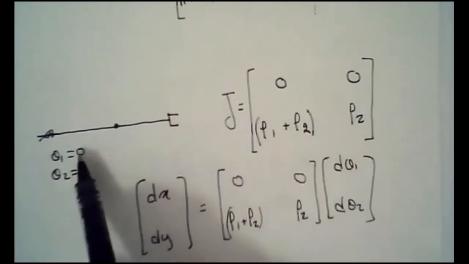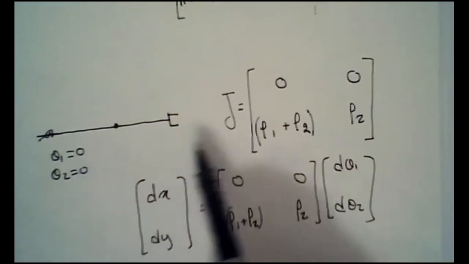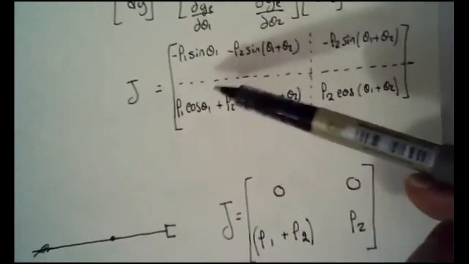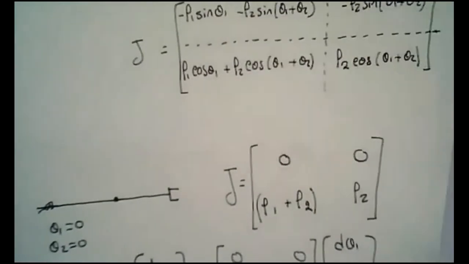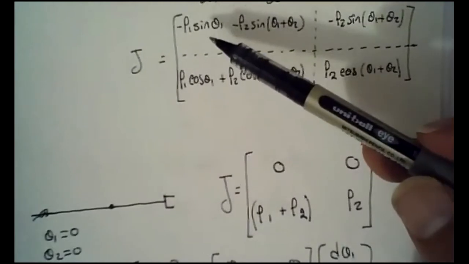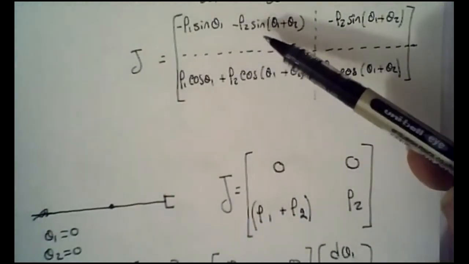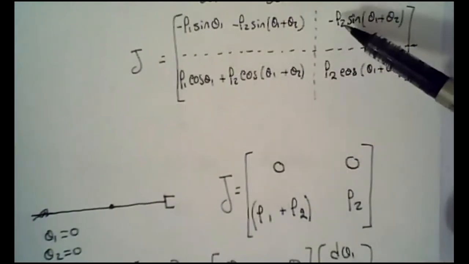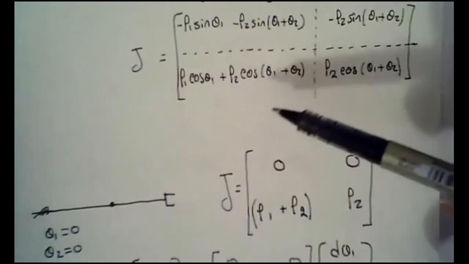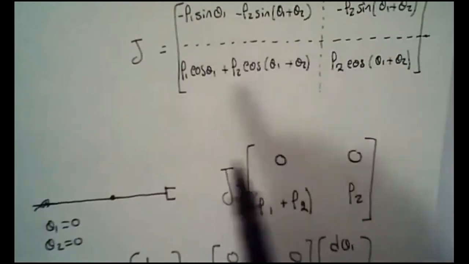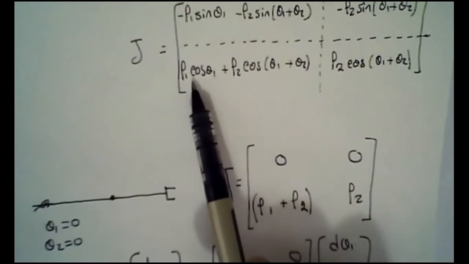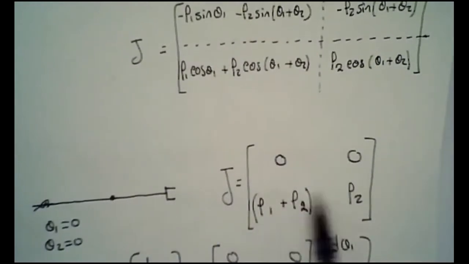Then if I obtain the Jacobian at this position, we know that the Jacobian depends on whatever position the robot is in, so the Jacobian will always change. So J is equal to minus L1 sine theta 1, and theta 1 is 0, so sine of 0 is 0, minus L2 sine (theta 1 plus theta 2), so this is also 0. Here we have minus L2 sine (theta 1 plus theta 2), so this is also 0. In the second row, we have L1 cosine theta 1 plus L2 cosine (theta 1 plus theta 2). Cosine of 0 is 1, so we have L1 plus L2 here, and then L2.